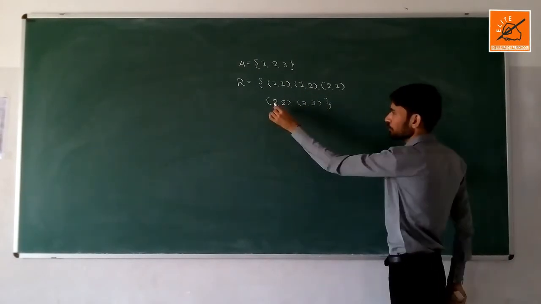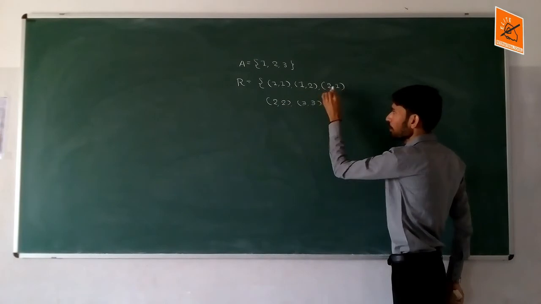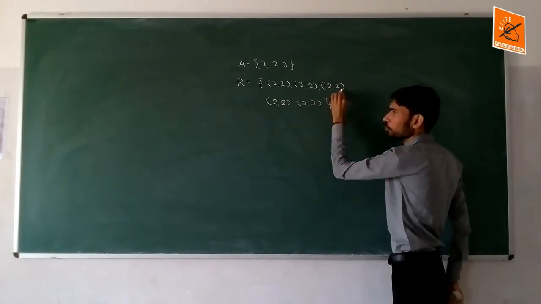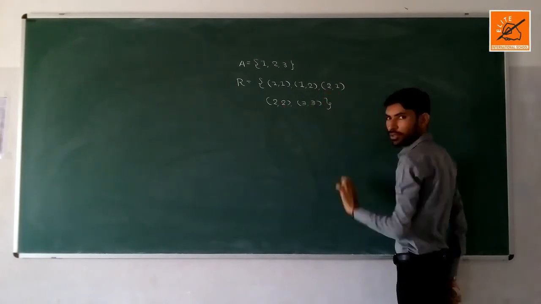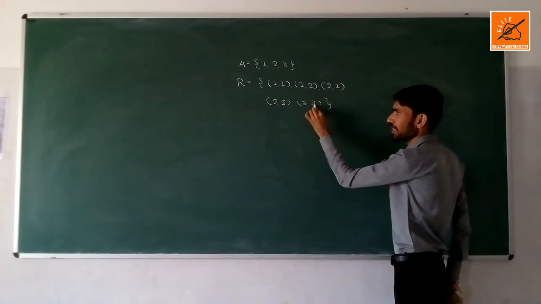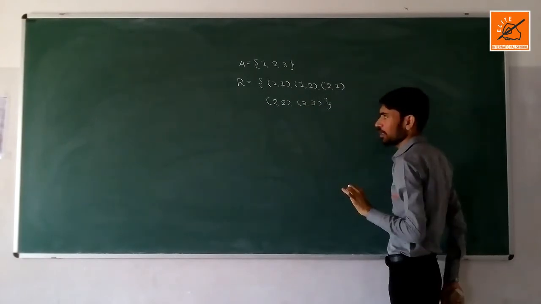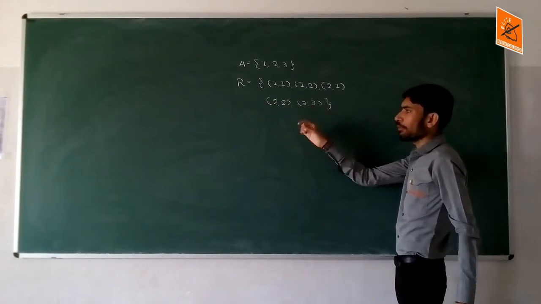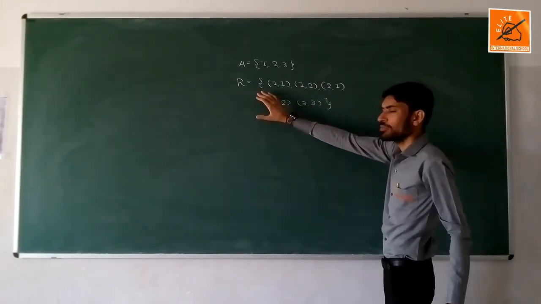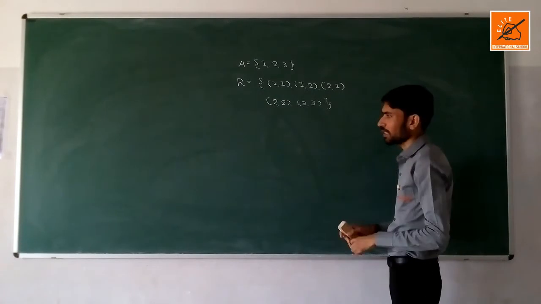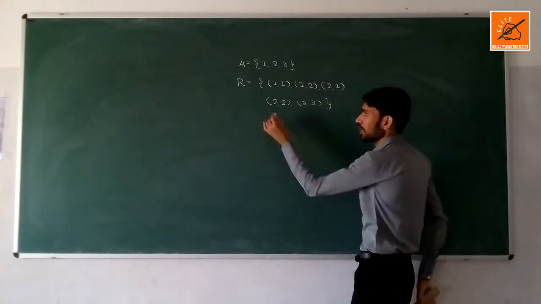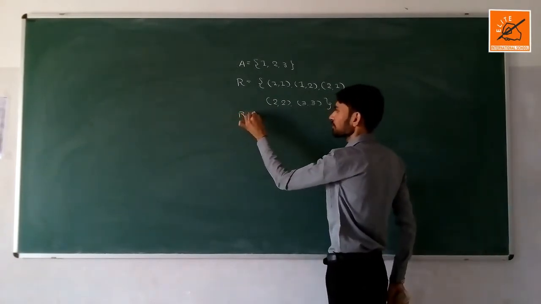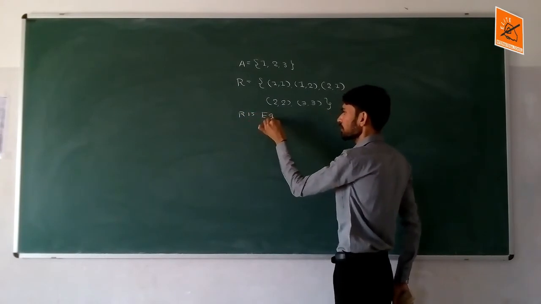And now observe here (2,2) and (2,1), then R contains the pair (2,1). And last, (3,3) is a single pair, so there is no need to check the condition for (3,3). So finally our relation R is reflexive, symmetric, and transitive. So by the definition, R is an equivalence relation.